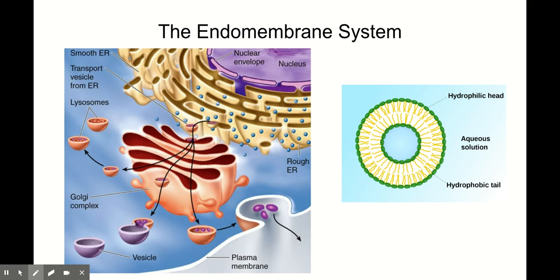What does the endomembrane system do? What is it responsible for? Well, the primary thing it's responsible for is first, starting in the nucleus, a gene is transcribed into mRNA, and that mRNA makes its way to the rough endoplasmic reticulum, right? And that rough endoplasmic reticulum has ribosomes on it, which allows for that mRNA to be translated into amino acids and into a protein. Now, those ribosomes are embedded in the membrane of the rough endoplasmic reticulum.